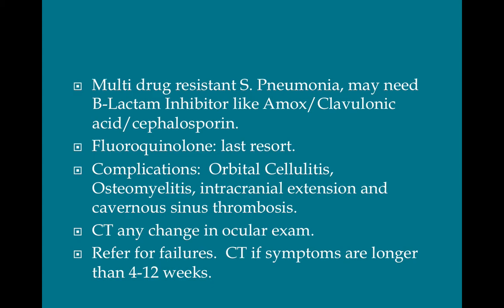For multi-drug resistant strep pneumoniae, they might need a beta-lactam inhibitor like amoxicillin with clavulanic acid, which is the Augmentin, and also a cephalosporin might be an excellent choice for sinusitis. We typically like to reserve the fluoroquinolones as a last resort. And if patients have sinusitis that goes untreated, they can develop an orbital cellulitis, an osteomyelitis. Sometimes the infection can extend into the intracranial cavernous and cause a cavernous sinus thrombosis.